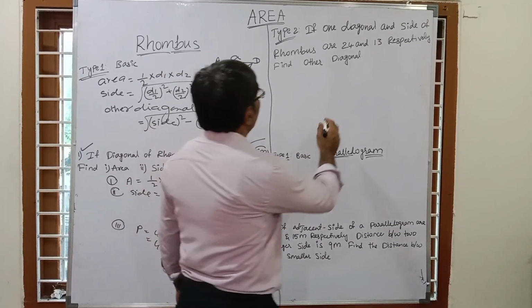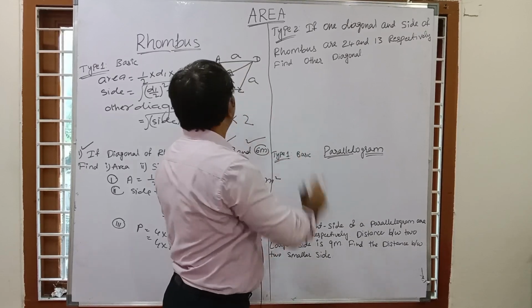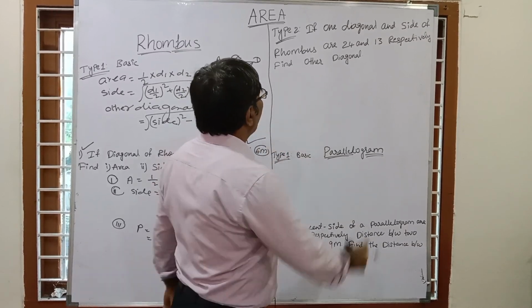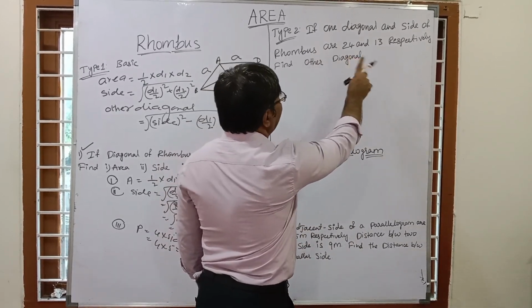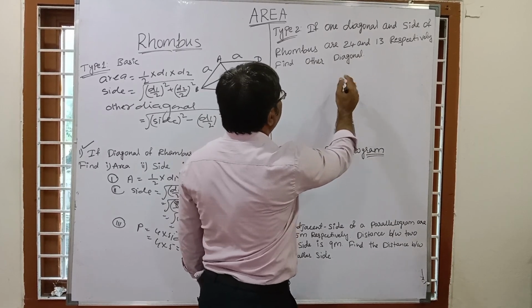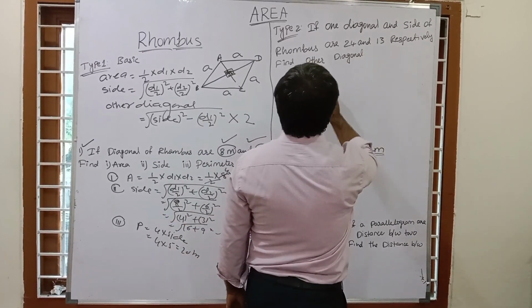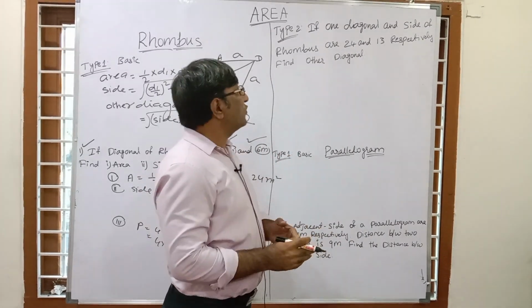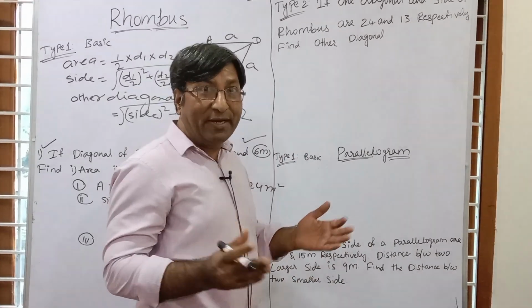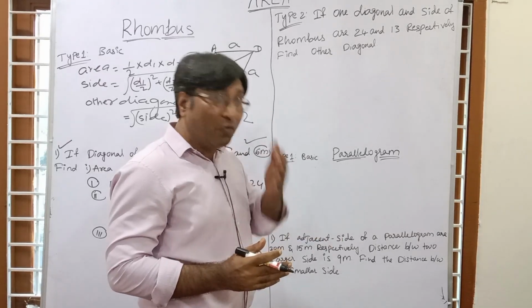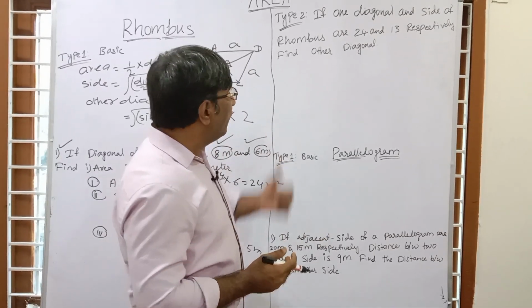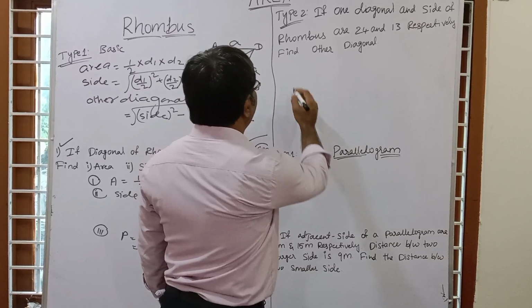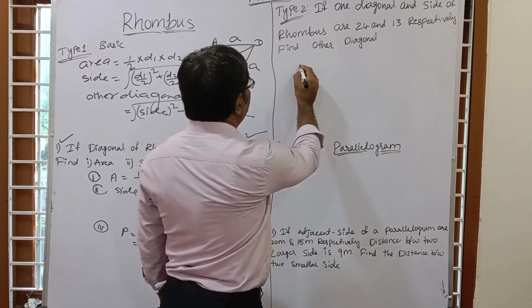So the type number 2 question, this is also a very important question of rhombus. See how. The question is, if one diagonal and side of a rhombus are 24 and 13 respectively, then find the other diagonal. This is a very typical question. In this question, one diagonal is given and the side is given, and we have to find the other diagonal. So we know the technique for finding the other diagonal. This is the main formula we have to use.